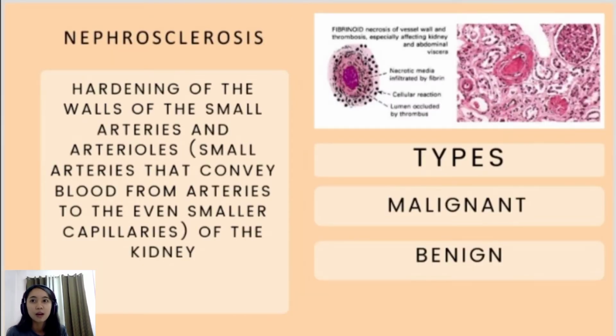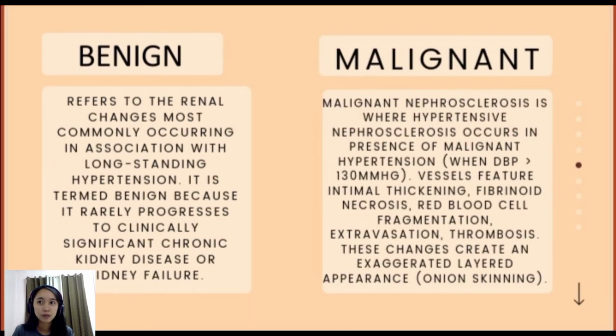Nephrosclerosis, the first disease. This is the hardening of the walls of the small arteries and arterioles. Small arteries convey blood from the arteries to even smaller capillaries of the kidney. There are two types of nephrosclerosis, the malignant and benign. Benign nephrosclerosis refers to the renal changes most commonly occurring in association with long-standing hypertension. It is termed benign because it rarely progresses to clinically significant chronic kidney disease or kidney failure.